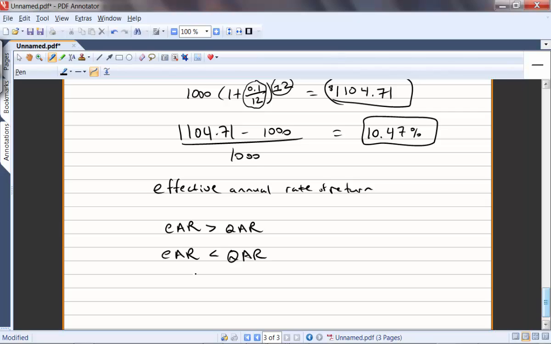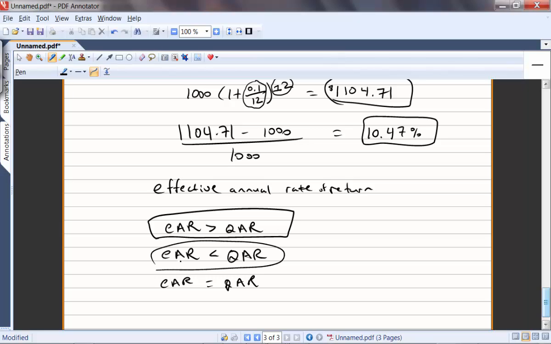When interest compounds annually, then we already said that the two are equal. Or more often in this case, right? Interest usually compounds, either if it doesn't compound annually, it compounds more often than annually. I mean, who's going to wait 2 years for interest to compound? So usually in this case, the effective annual rate is greater than the quoted annual rate.